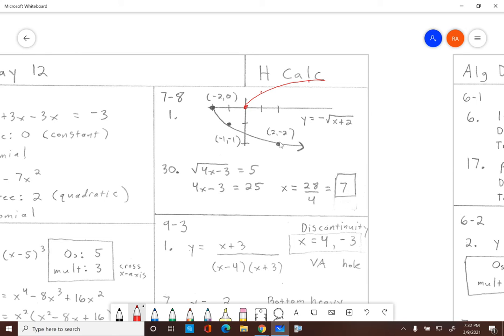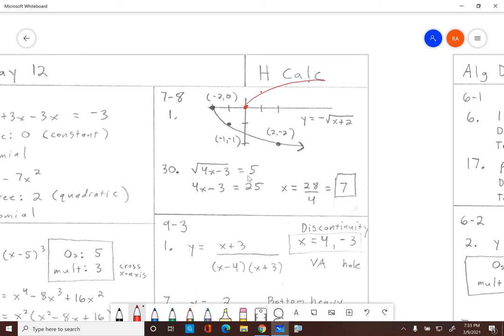Cool. For problem 30, we want to solve this equation. It said graphing, but let's just solve it using algebra. So I'm going to square both sides. And remember, when you square both sides, there's no plus or minus or anything. It's only when you square root both sides. So square both sides, I get 4x minus 3 equals 25. Add the 3, divide by 4, and you get 7.